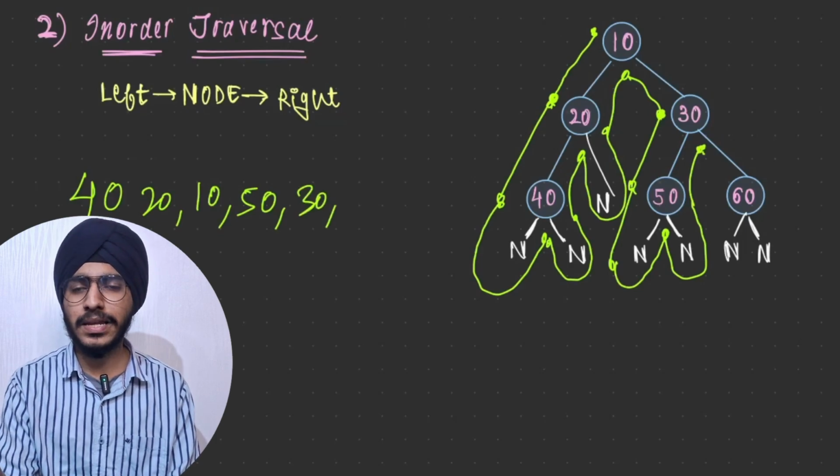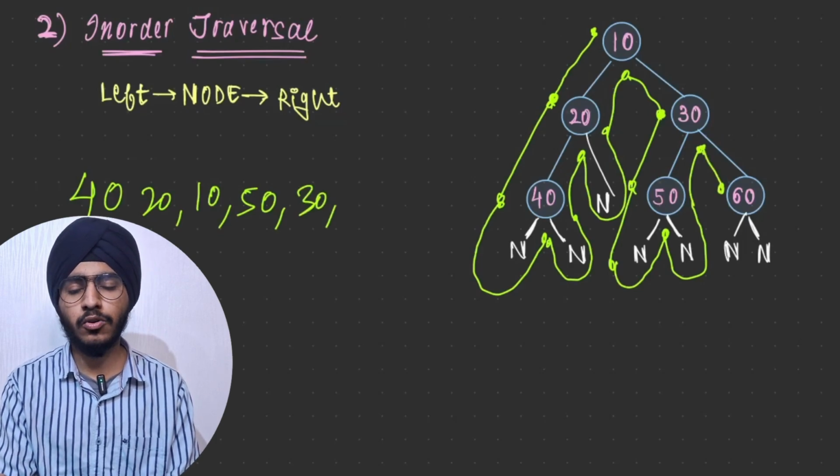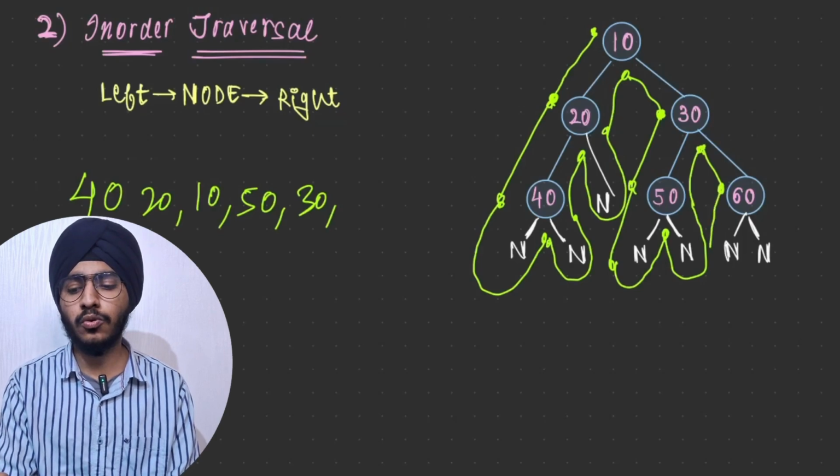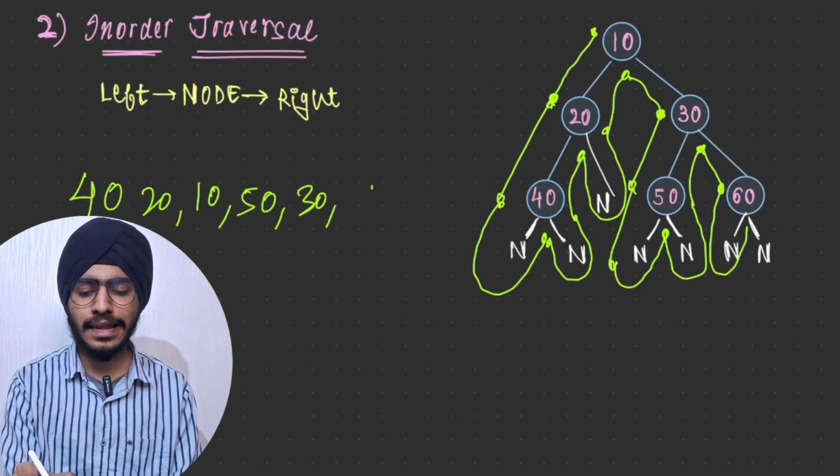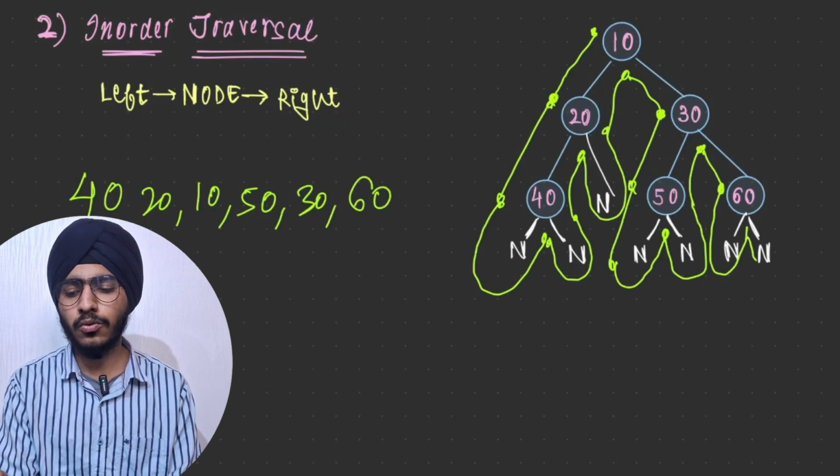30 will say my left is completed. Now go to right. So we come to 60. 60 will again say let's go to left. Left is completed. Let's print me. Then after going to right, we will come back.